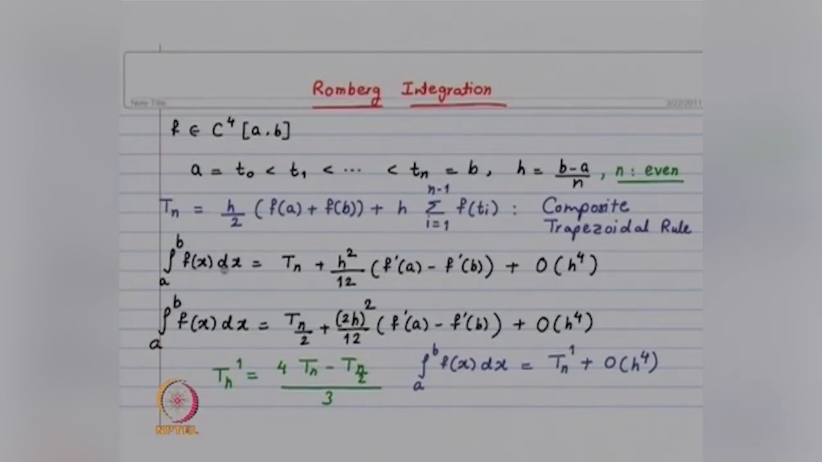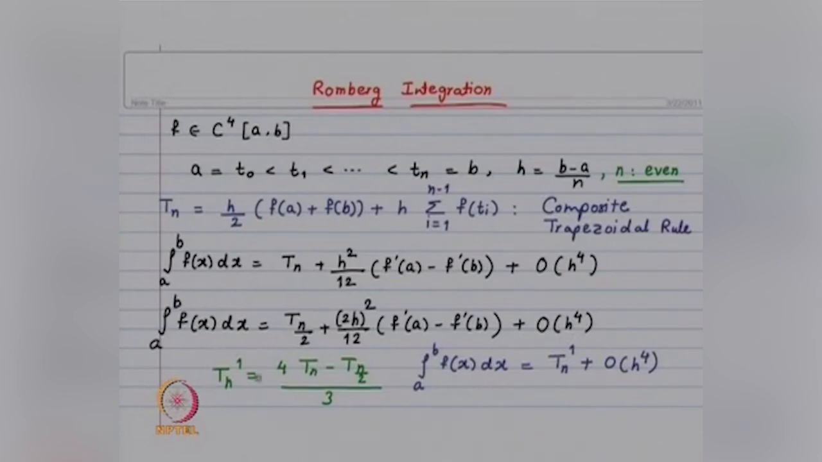Now, integral a to b f x dx is t n plus the term h square by 12 times f dash a minus f dash b, plus a term of the order of h raised to 4. If you look at f dash a minus f dash b by 12, there is no h coming into the picture. So, this term is independent of the partition. Now, you look at the composite trapezoidal rule with a partition where the length of the subinterval is 2h, and the number of subintervals is n by 2. So, integral a to b f x dx is t n by 2 plus, with h replaced by 2h, 2h square by 12 times f dash a minus f dash b, and a term of the order of h raised to 4, since the constant is there. So, one can say that it is of the order of h raised to 4.